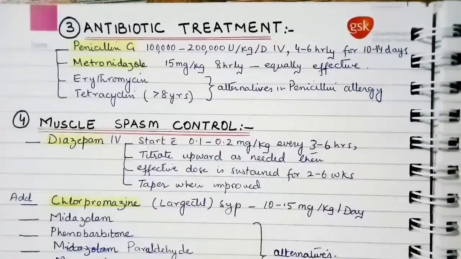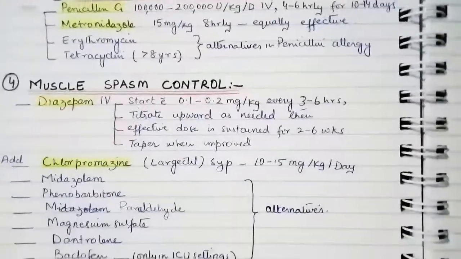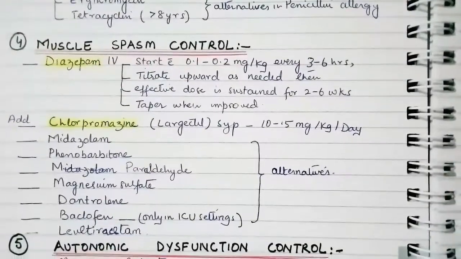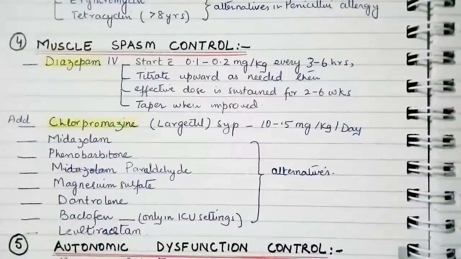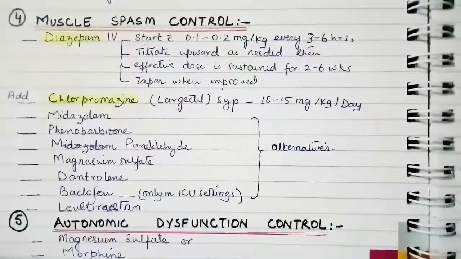For muscle spasms, sedation with diazepam should be done. Initial dose is 0.1 to 0.2 mg per kilogram, intravenously, every 3 to 6 hours, then titrate the dose upward as needed, then sustain on the effective dose for 2 to 6 weeks. Also add chlorpromazine syrup, 10 to 15 mg per kilogram per day, to control fits. Other alternatives for sedation and muscle spasm control include midazolam, phenobarbital, paraldehyde, magnesium sulfate, dantrolene, baclofen, and levetiracetam. For autonomic dysfunction control, magnesium sulfate and morphine can be used.